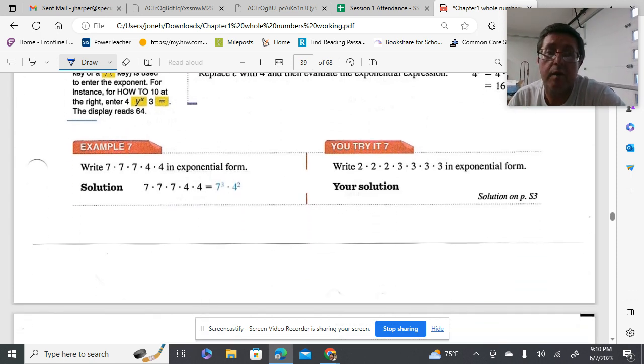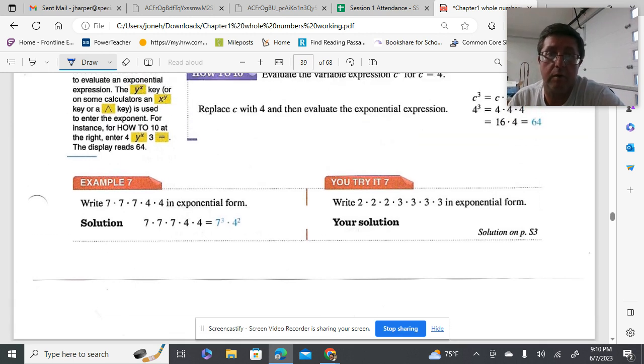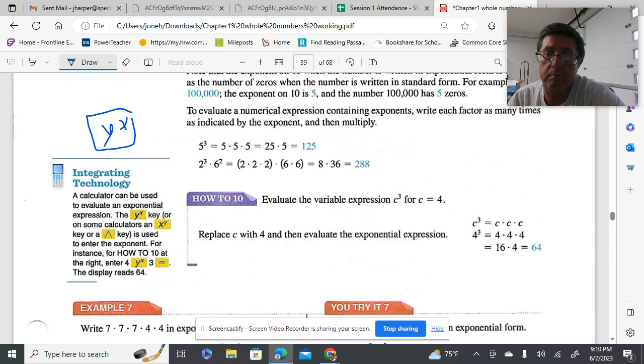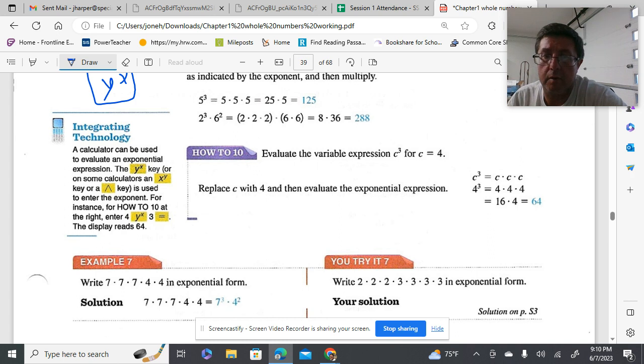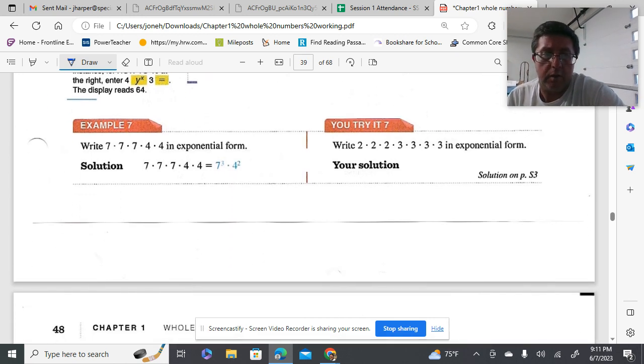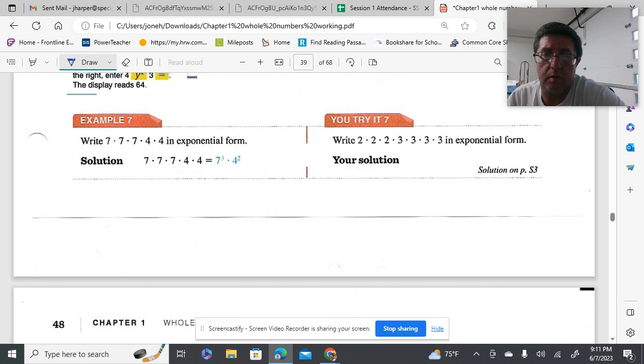Okay? So, example 7. We have 7 times 7 times 7, 4 times 4. Evaluate variable expression c to the 3rd power for c equals 4. So, you're just using that to replace c with 4. Down here, I think all they want you to do here is simplify.